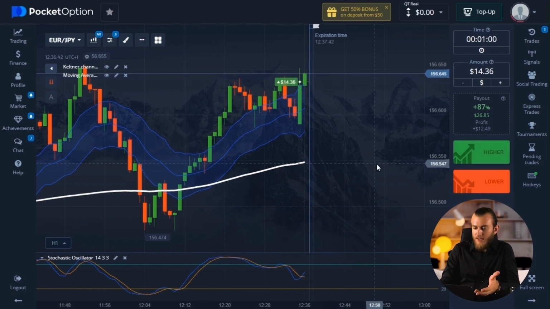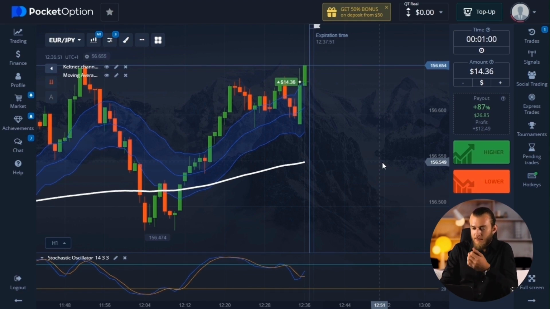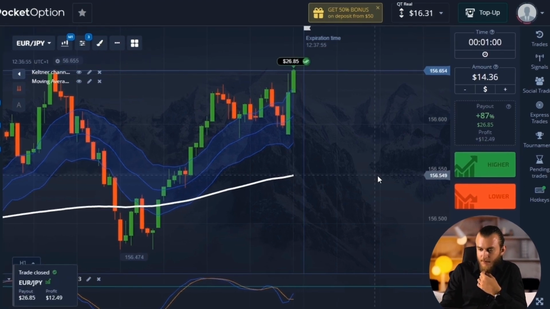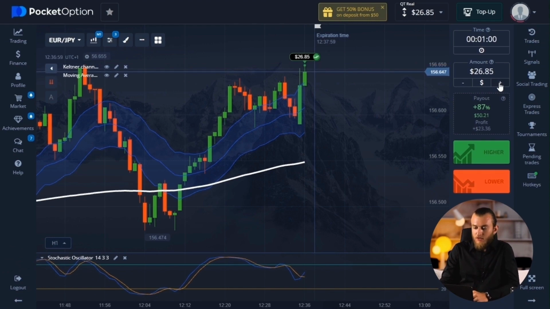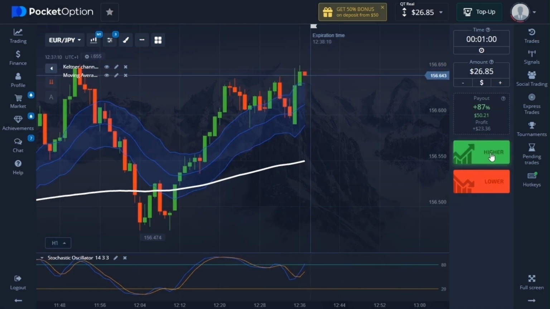I believe that the market analysis today is excellent. Look, a positive forecast is pleasing to the eye. The graph is going up. Let's see how much this deal will bring us. That's fantastic news. The investments have been significantly increased to a total of $26.